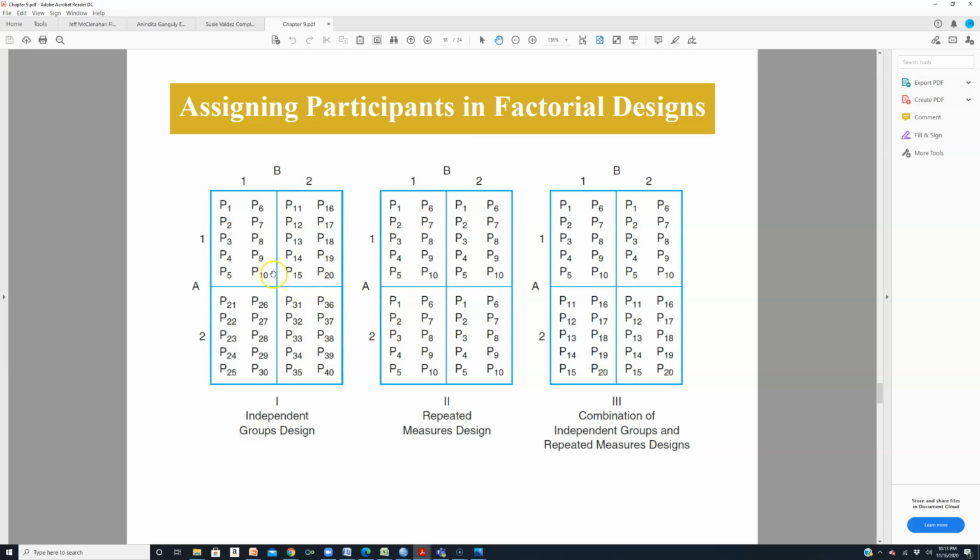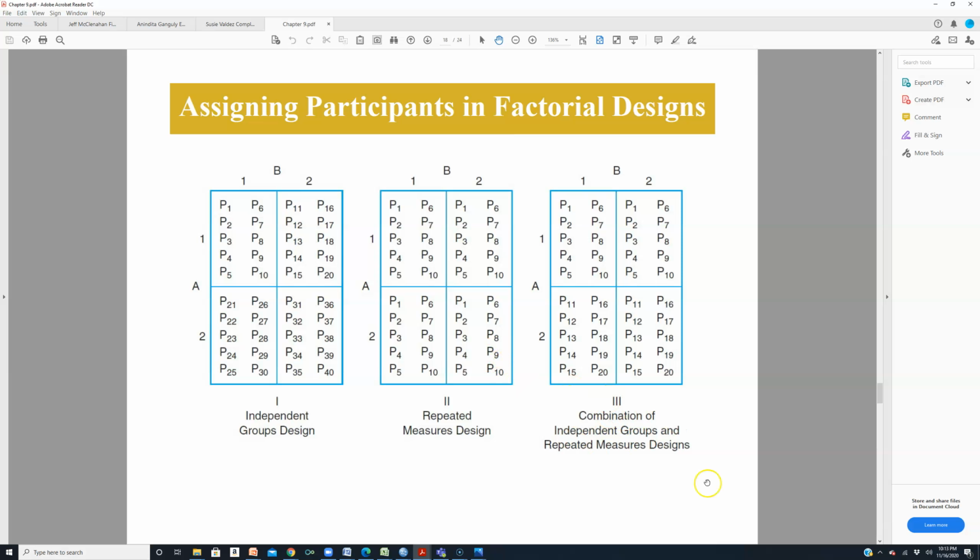When I assign participants in independent groups, notice this is participant number. Literally, participants 1 through 10 are in this group, participants 11 through 20 in this group, 21 through 30 in this group, and 31 through 40 in this group. In a repeated measures design, it's the same people, 1 through 10, in every single condition.